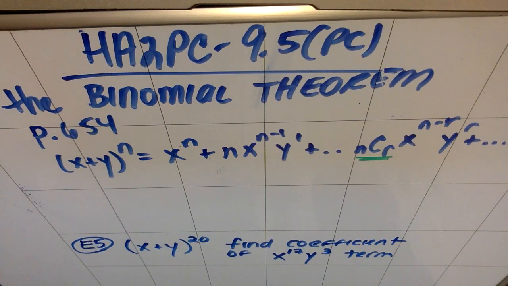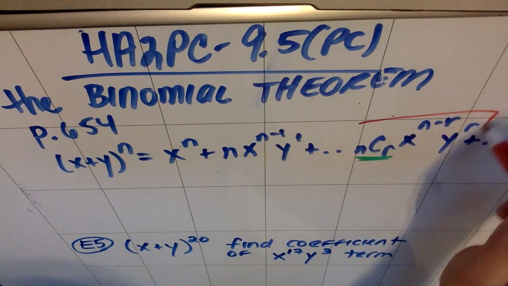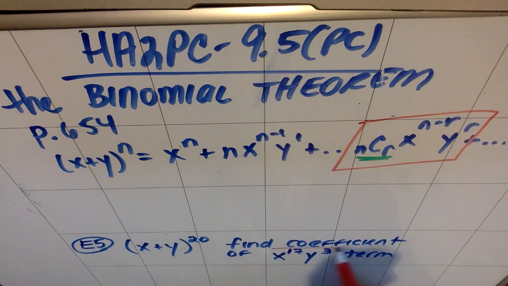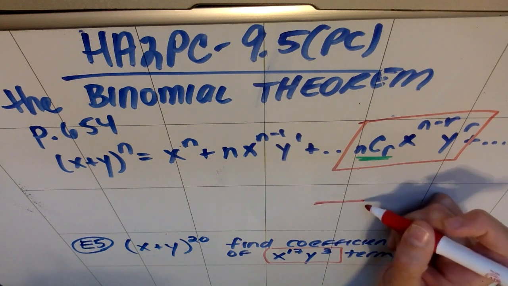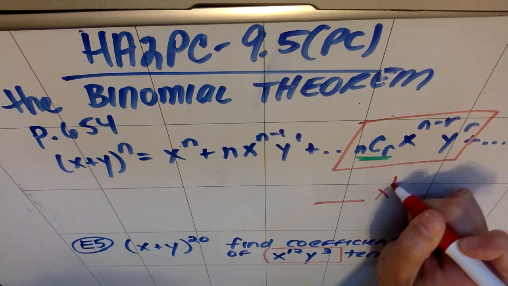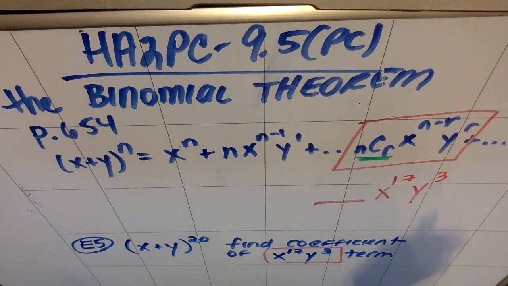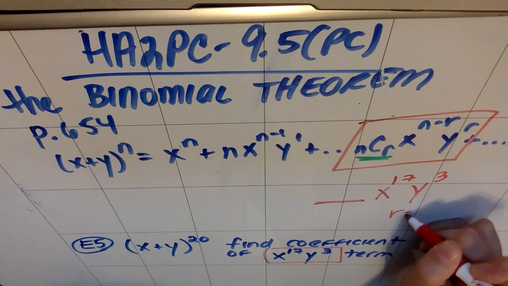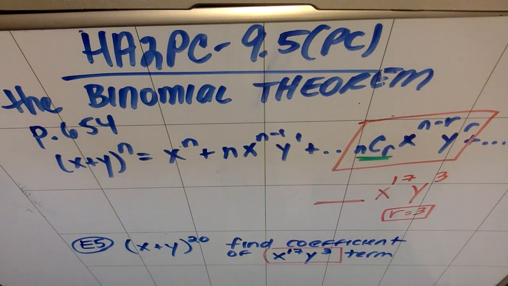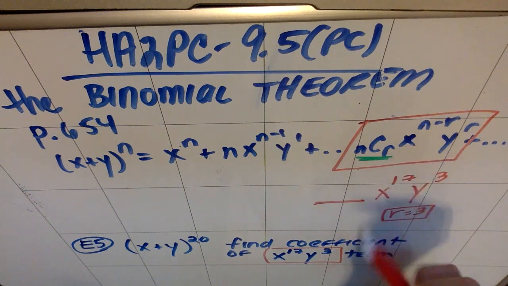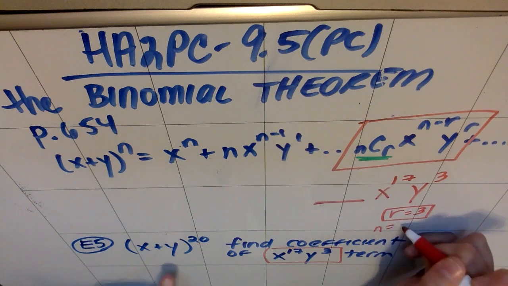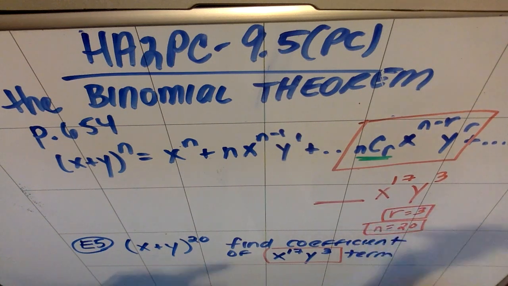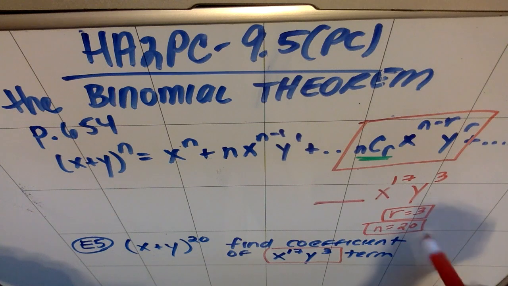So what we're talking about here is we are looking at this thing right here and saying, well, what term am I talking about if x is to the 17th and y is to the 3rd, right? So what I want you to notice is if we compare this, we're trying to find some mystery coefficient of x to the 17th, y to the 3rd. Well, notice that in each term, the power of y is r, right? And x is to the n minus r, and we already know that n is 20 because this is x plus y to the n, to the 20th. So we know n is 20, and we know r is 3.